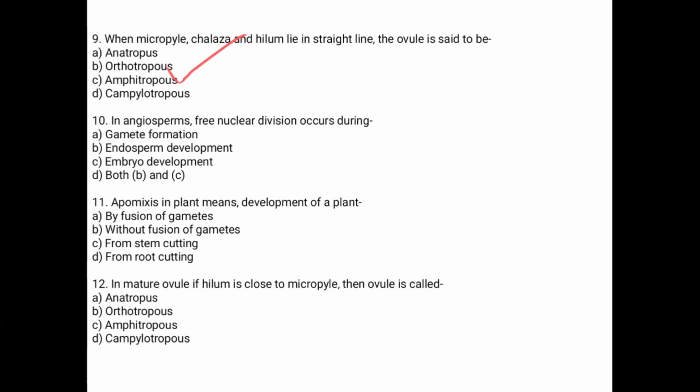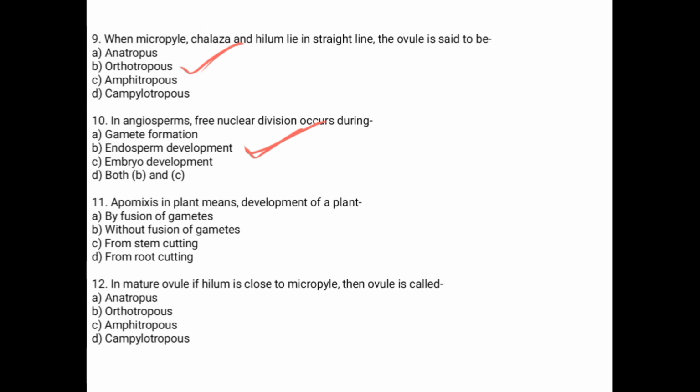In angiosperms, free nuclear division occurs during endosperm development, because free nuclear division occurs in the primary endosperm nucleus that gives rise to the nutritive tissue, or the endosperm. If we see in a coconut, the endosperm formation includes multiple nuclear divisions with or without partial deposition of the cell wall. So the answer is endosperm development. Then come to the next question.